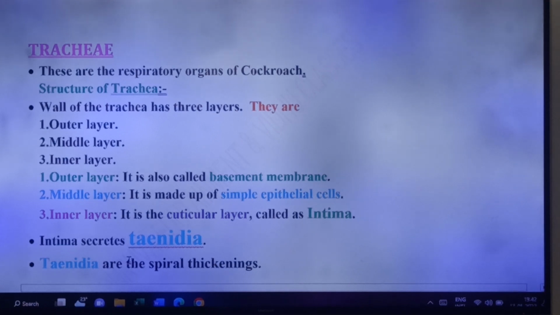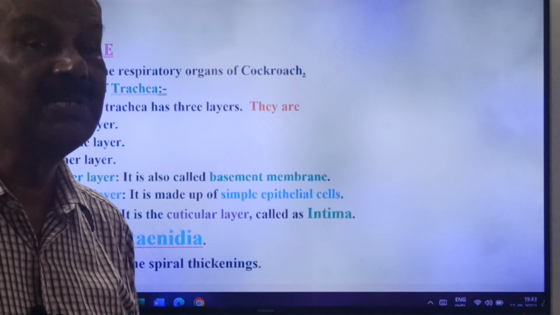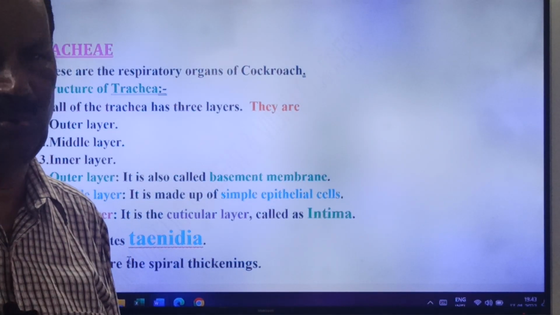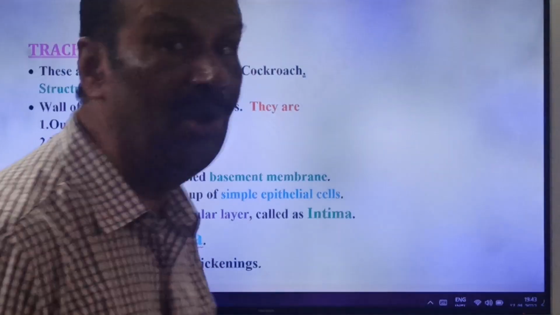The outer layer is also called the basement membrane. The middle layer is made up of simple squamous epithelial cells. Friends, simple means the cells are arranged in a single row. Next, the inner layer, very important, friends. The inner layer of the trachea is called the intima. It is a cuticular layer.